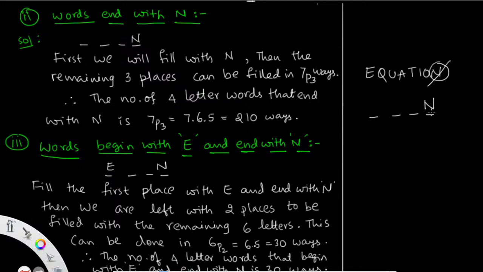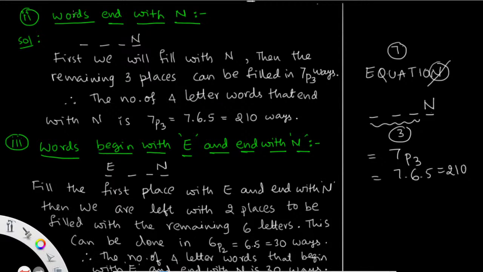So fix up N in the last place. Then how many places are left? 3 places are there. And the remaining letters: 1, 2, 3, 4, 5, 6, 7. So that is 7 letters. This is also in the form 7P3. So this can be 7 into 6 into 5. The answer is the same here also. This can be done in 210 ways.